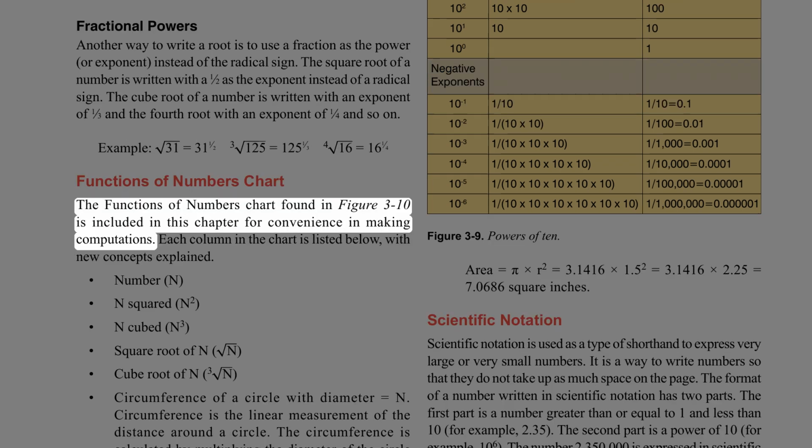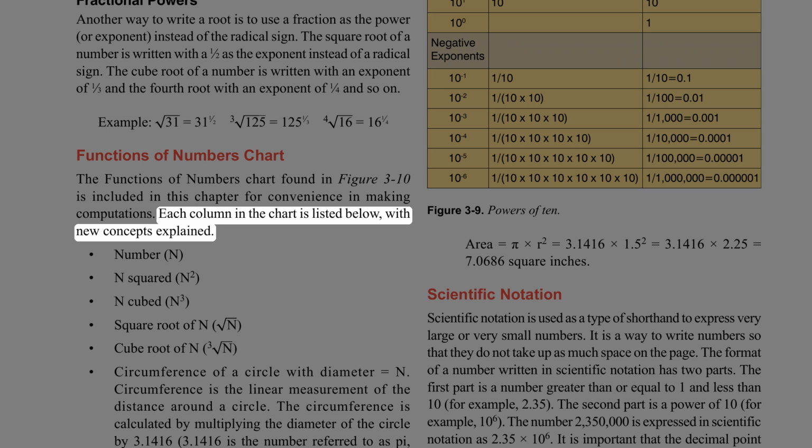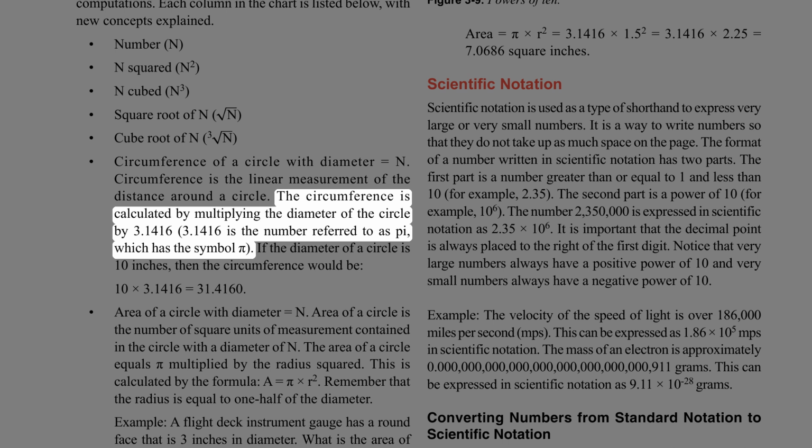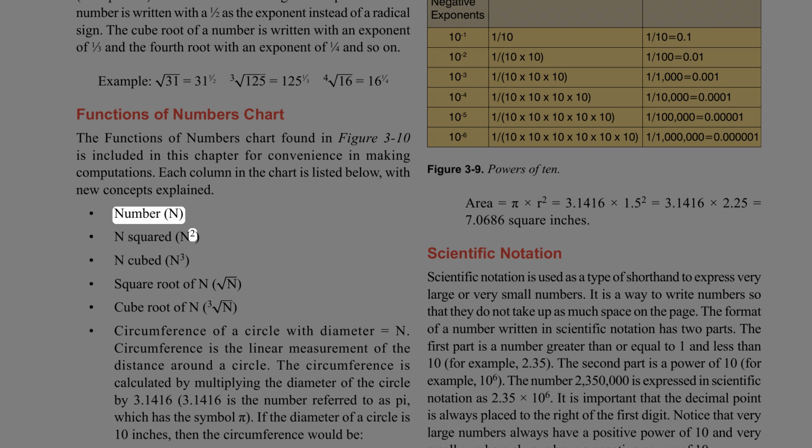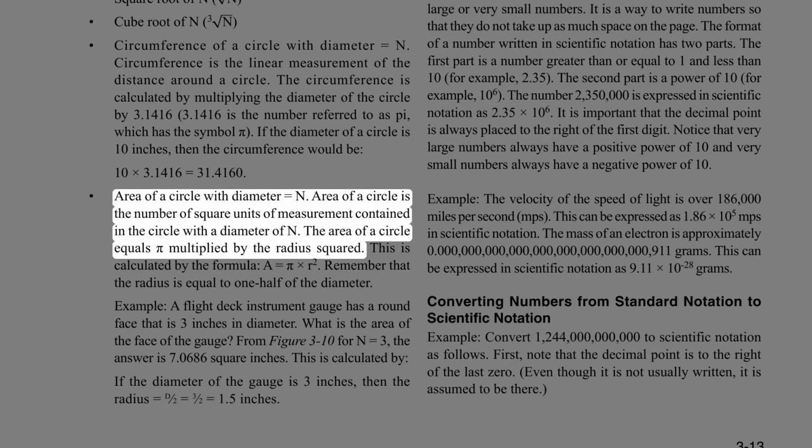Functions of numbers chart. The functions of numbers chart found in figure 3-10 is included in this chapter for convenience in making computations. Each column in the chart is listed below, with new concepts explained. Circumference is calculated by multiplying the diameter of the circle by 3.1416. 3.1416 is the number referred to as pi, which has the symbol π. If the diameter of a circle is 10 inches, then the circumference would be 10 times 3.1416 equals 31.4160.